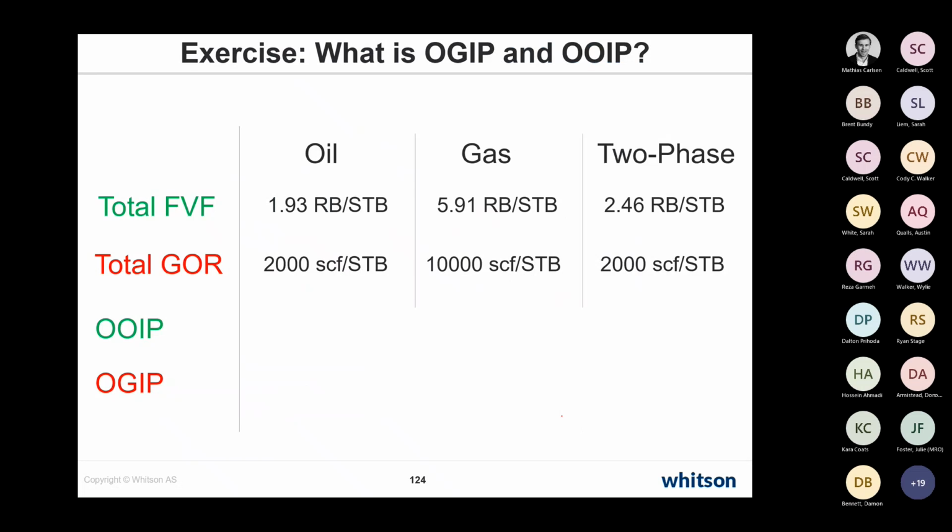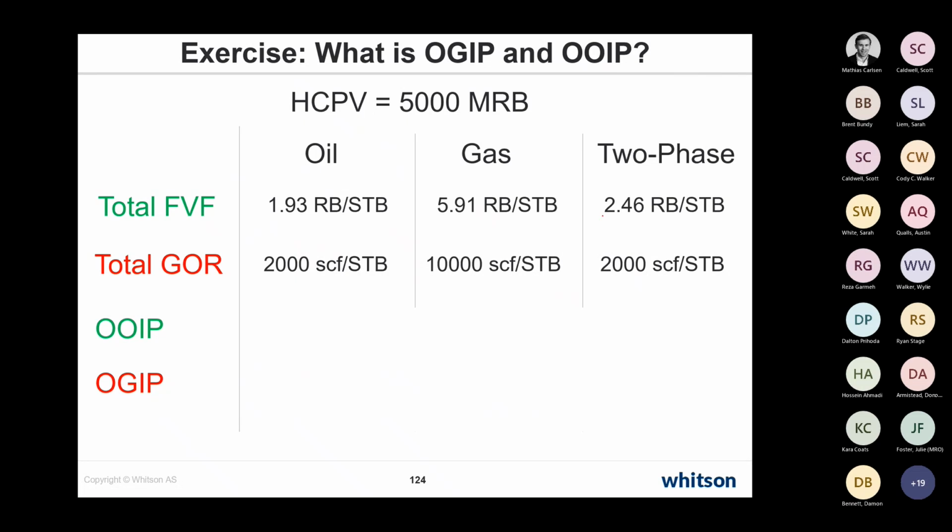So our exercise now is to go in. I want all of you to do this exercise for a case where we have a hydrocarbon pore volume of 5 million barrels. For this oil case, this gas condensate case, which is like a 100 barrels per million case, and this two-phase saturated case right here, I would like you to calculate the oil in place and gas in place for these different scenarios.